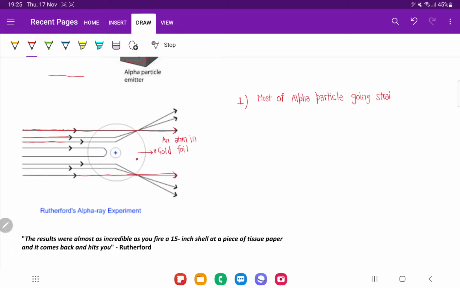They are hitting the gold foil and passing through it, and they are not changing their direction. So this was his first observation. What was the second observation?